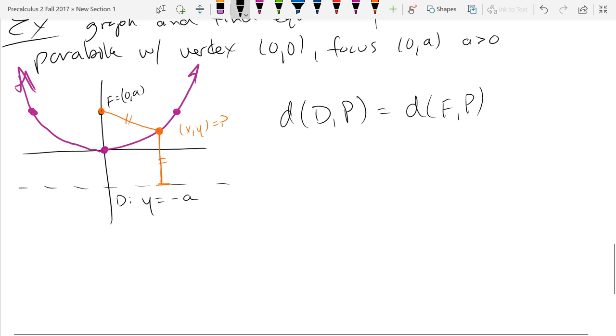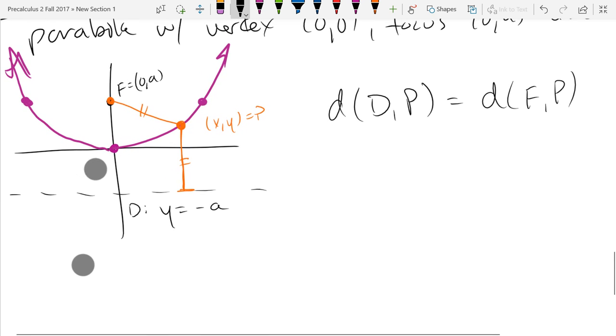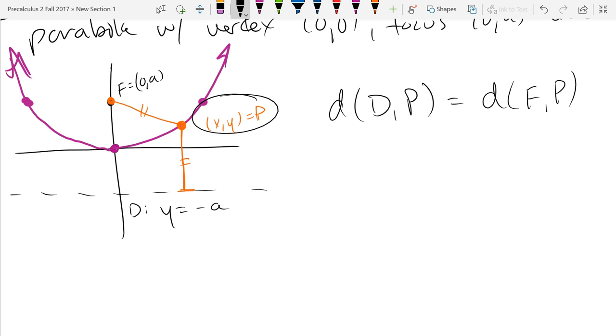So usually the directrix is way easier to measure. What is the distance from our point P to the directrix? So this is the vertical distance. So do I use the x or y coordinate out of the point? So I need to use the y. So our distance is going to be y plus a. So whatever y is plus the a down below.